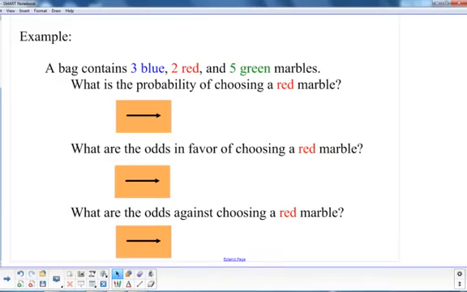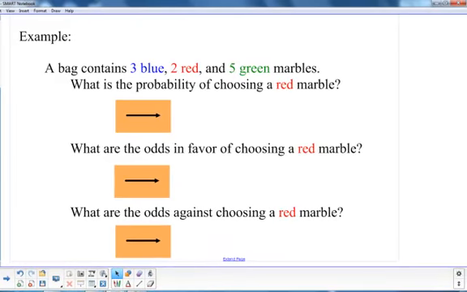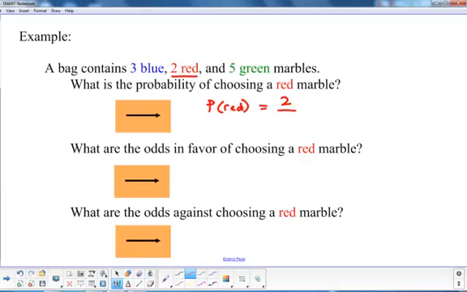So we have a bag: 3 blue, 2 red, 5 green. Probability of choosing a red. That's your fraction: 2 out of the total, which is 5, 6, 7, 8, 9, 10. We do need to reduce that to 1/5.